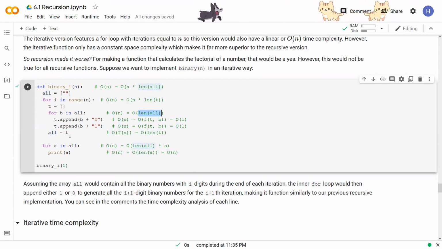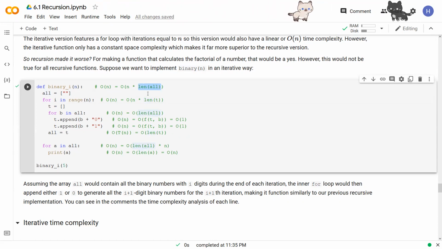But, ayun, looking at this other for loop to print all the contents, length din ni all yung kailangan natin. Or actually, yung worst case pala dito is len ni t, which is len din ni all. So, medyo interchangeable sila in that sense. So, ayun, ano ba yung length ni all?